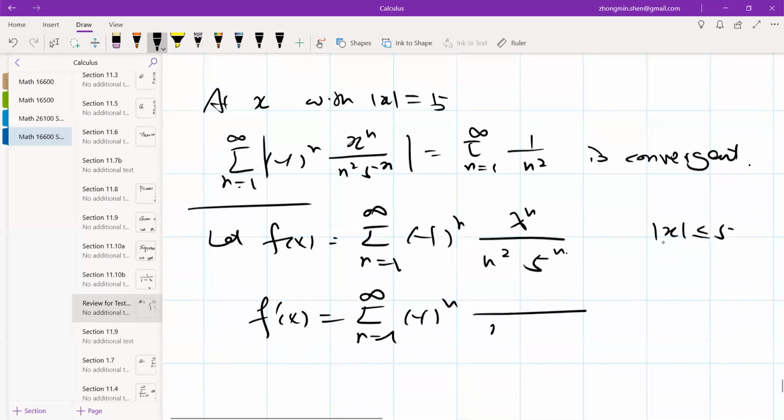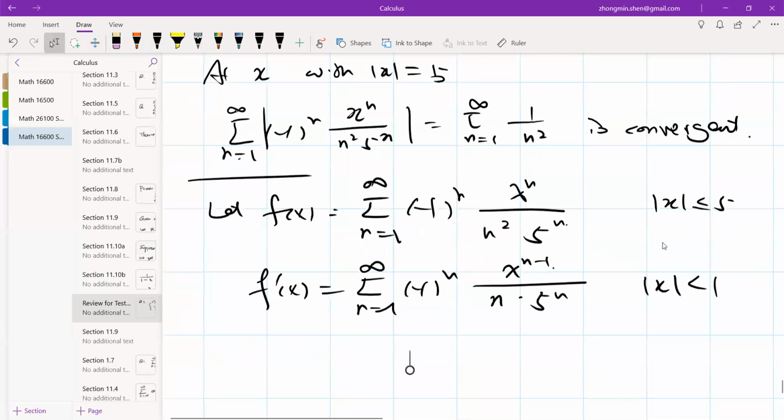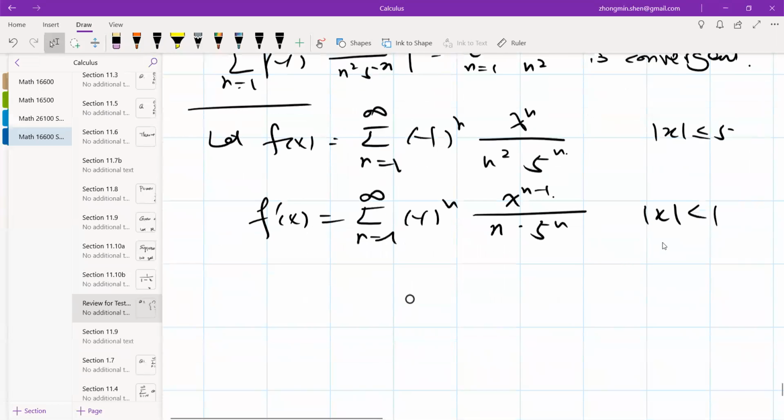So it's going to be n times n minus 1. This holds for absolute x less than 5. Otherwise you cannot differentiate. However, for this new series, f prime can be extended to one endpoint. It's not defined at the other endpoint.